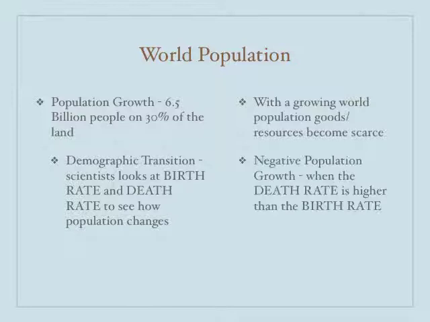goes up. So negative population growth is when the death rate is higher than the birth rate. We don't really want that. They need to be kind of close to each other, but every once in a while we get the death rate that goes above it. Specific countries might have a death rate that's higher than their birth rate.